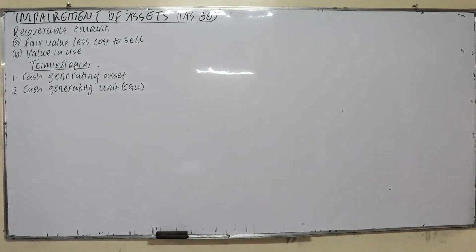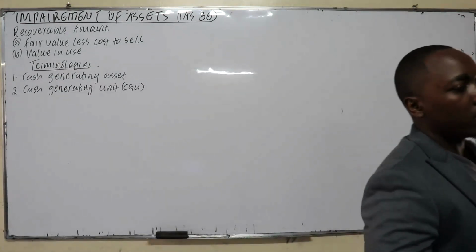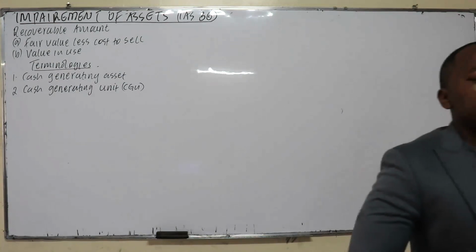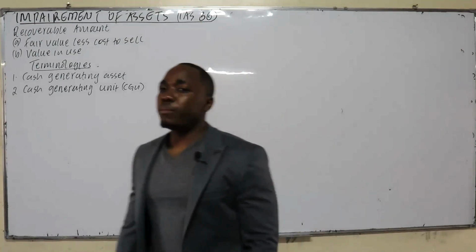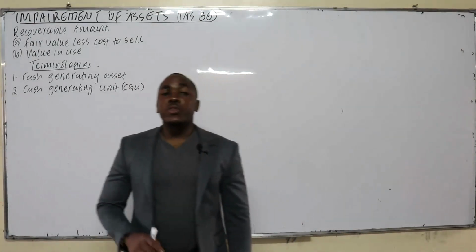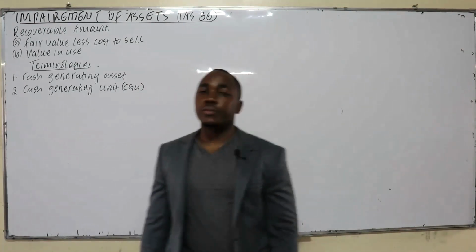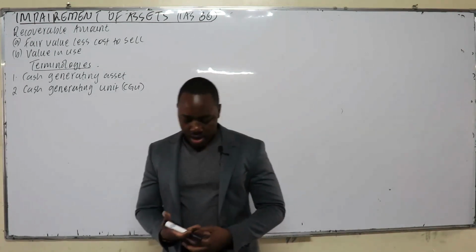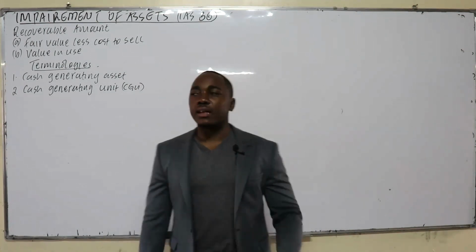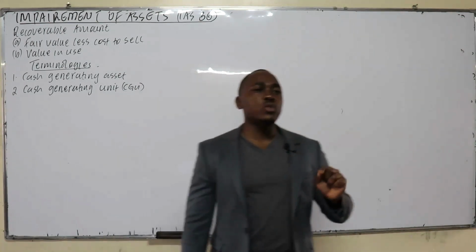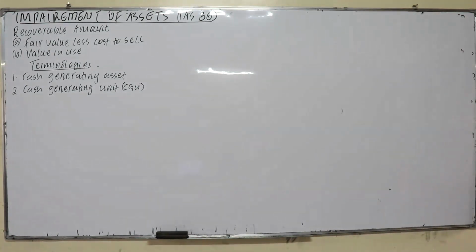Number two, allocate the balance of the impairment loss to the other non-current assets of the CGU in proportion to the carrying amount.